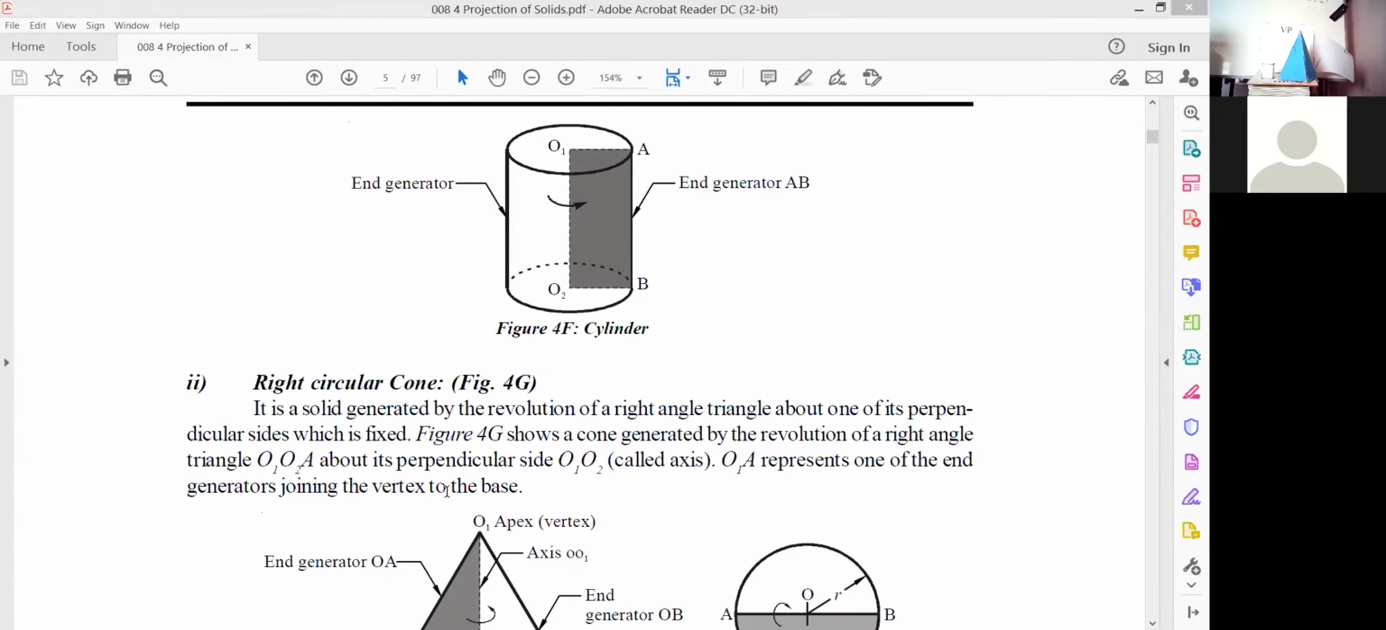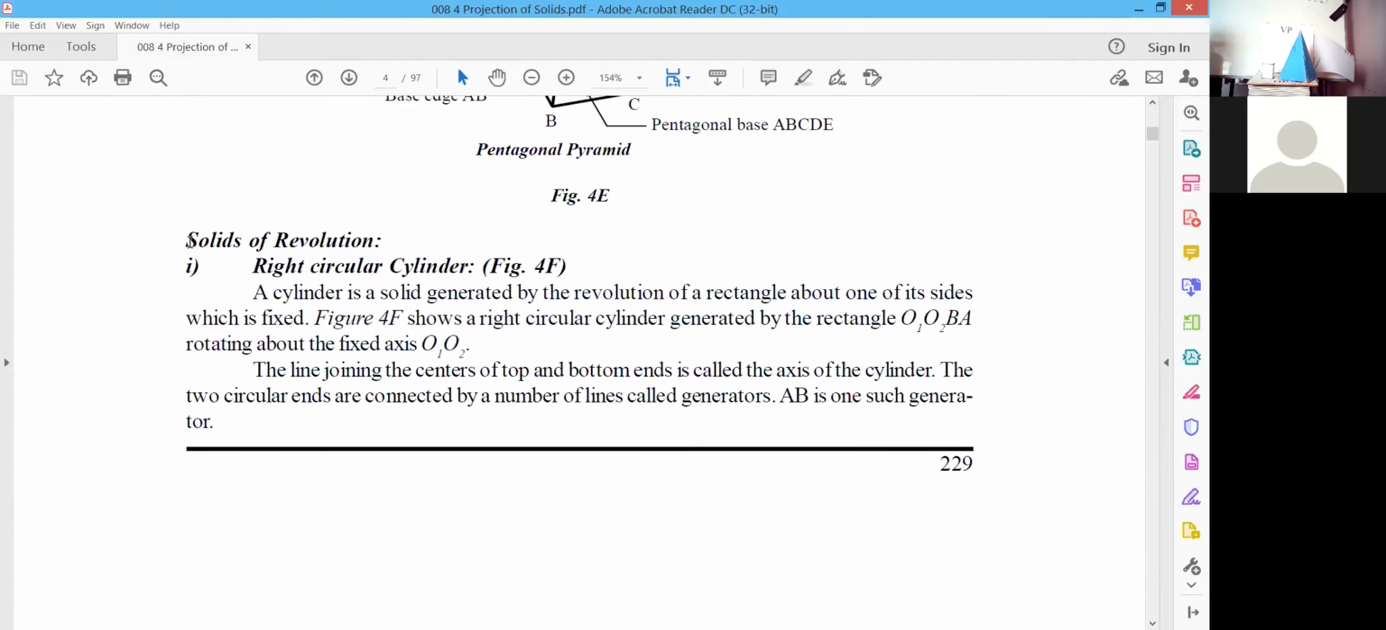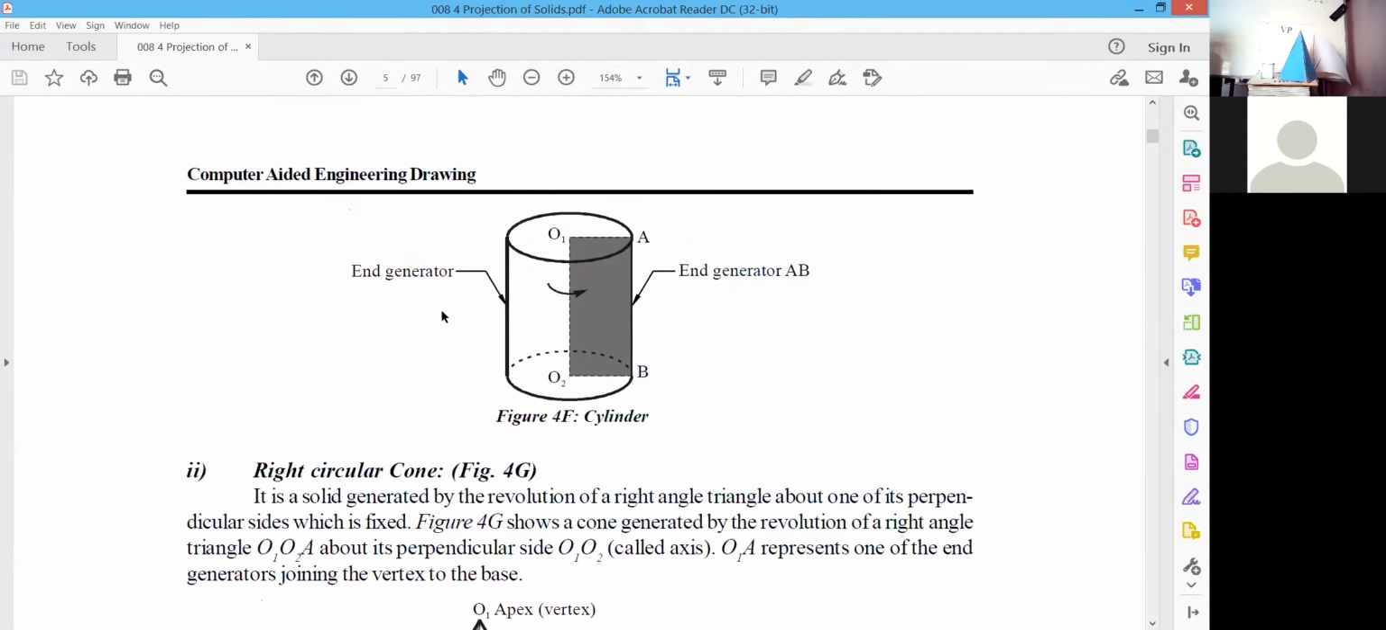Yes, next, solids which have the common axis of revolution. The common axis of revolution, for example, a cylinder. A cylinder, if you consider O1, O2 an imaginary axis, if I join this radius line O1A and O2B, this forms a rectangle. If you revolve this rectangle for 360 degrees, then I get a cylinder, which can be represented as the common axis.